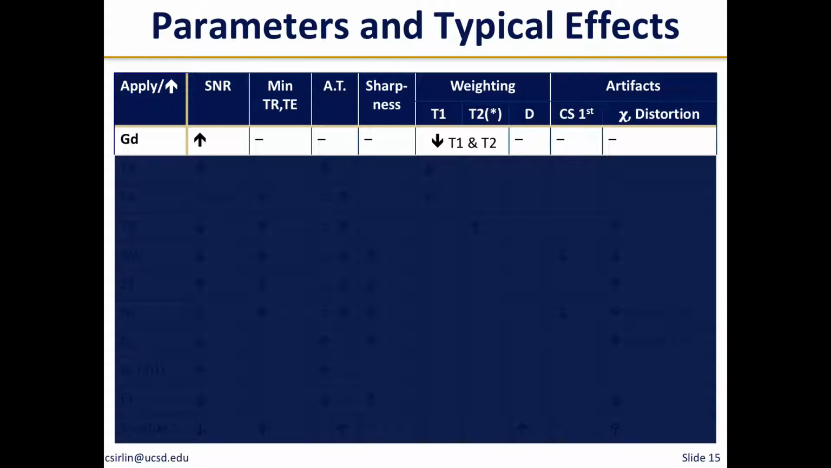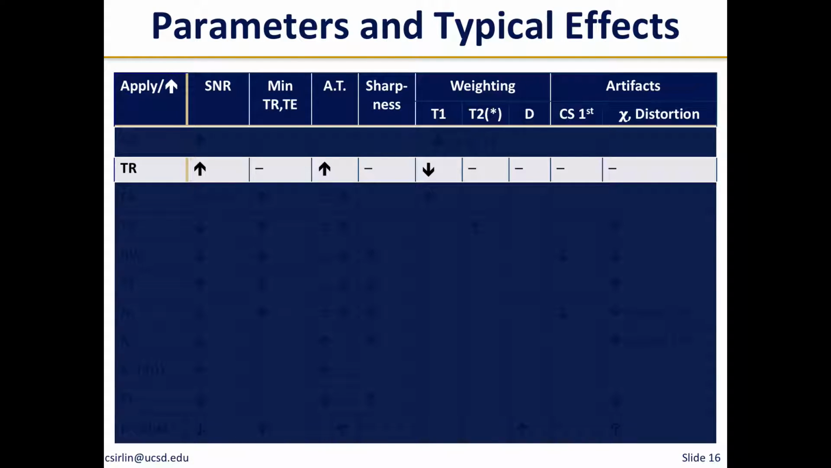When you give gadolinium, all other things being equal, you increase your signal to noise, you decrease your T1, and you decrease your T2. Now let me pause there for a second. You cannot shorten T1 without shortening T2. You cannot shorten T2 without shortening T1. So gadolinium shortens T1 and T2, and it causes things to recover faster. It causes things to lose signal faster. We'll talk more about that in the next lecture.